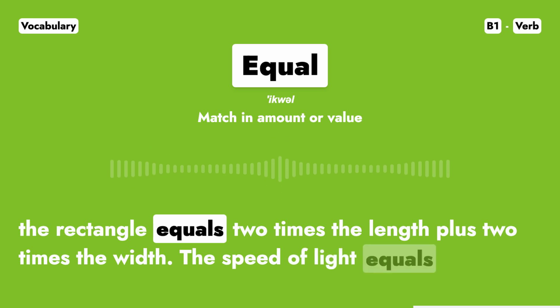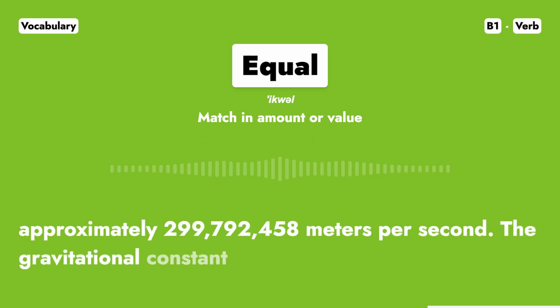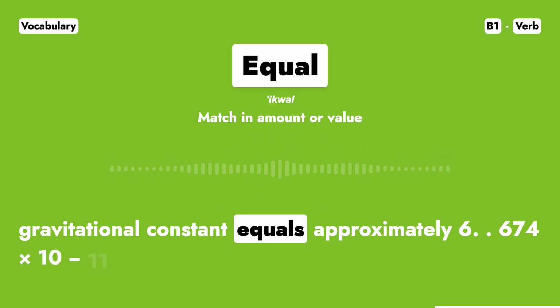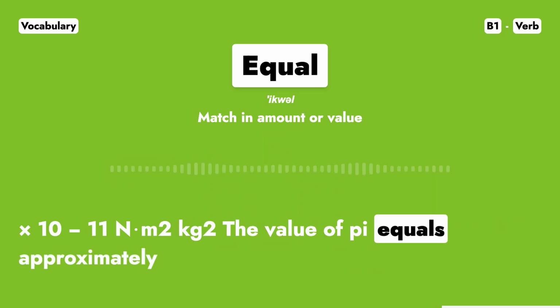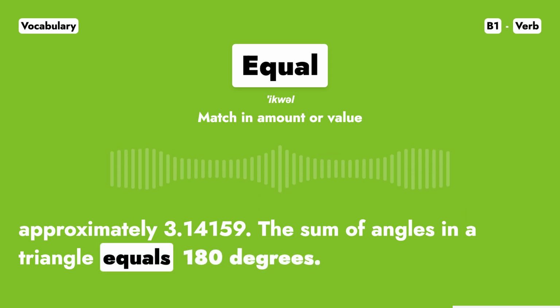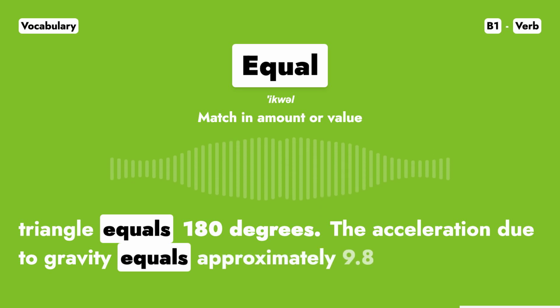The speed of light equals approximately 299,792,458 meters per second. The gravitational constant equals approximately 6.674 times 10 to the minus 11 Nm²/kg². The value of pi equals approximately 3.14159. The sum of angles in a triangle equals 180 degrees. The acceleration due to gravity equals approximately 9.8 m/s².